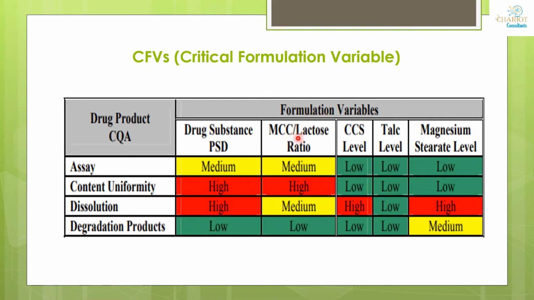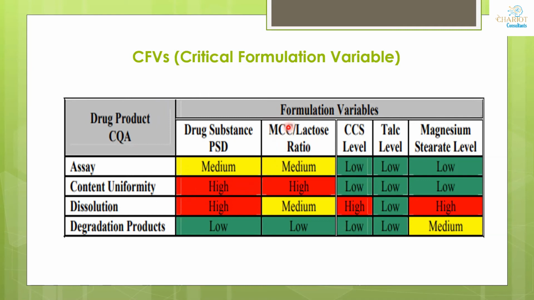Your excipient ratios, the MCC to lactose ratio, can impact your assay values, your content uniformity, and your dissolution, because here MCC, microcrystalline cellulose, is insoluble and lactose is soluble. So whenever we change the ratios of the soluble and insoluble portions, the dissolution can be impacted, because the more insoluble part you put in your formulation, the more time it will take for dissolution.